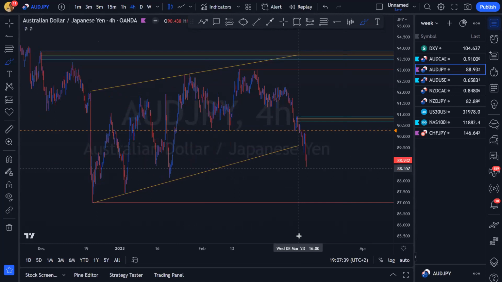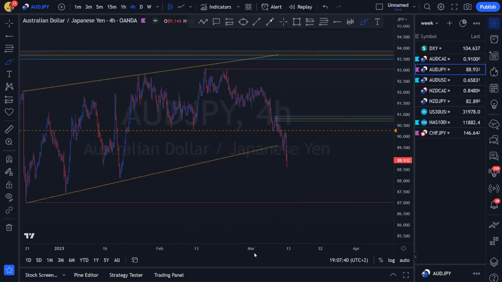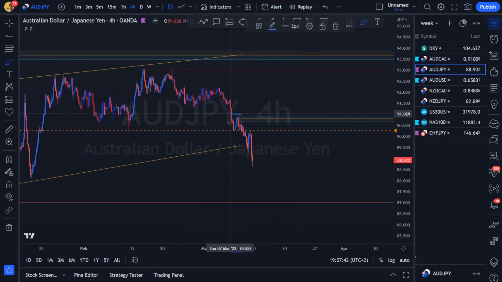So on a 4 hour, obviously you guys can see we've broken structure. We've got a nice bearish engulfing over here, which serves as our momentum shift. That's where we want to trade. Obviously, there is one that's a little bit higher, but it's going to require more patience. So let's just look at this for now.